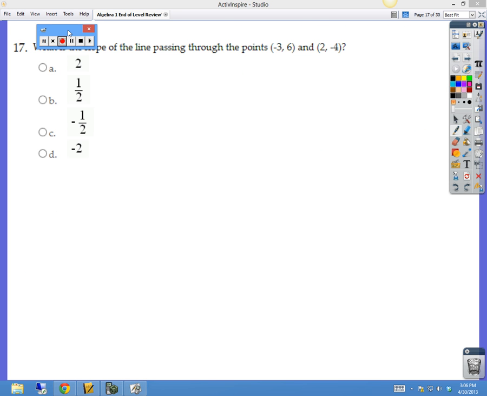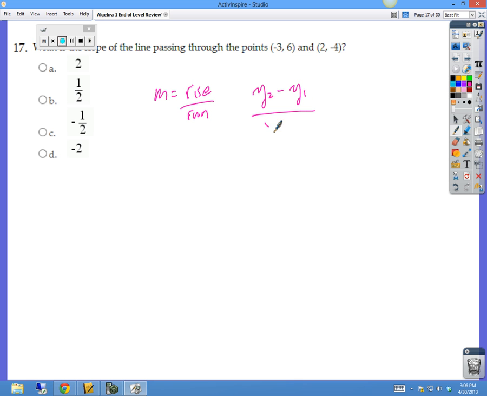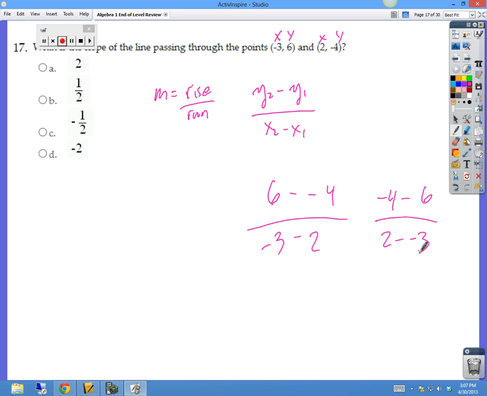17, slope. Okay, slope is m is rise over run. It's a lot of things. It's y sub 2 minus y sub 1 divided by x sub 2 minus x sub 1. So if you do it this way, you just gotta remember these are x's, these are y's, and then you just go y minus the other y, and then x minus the x. Or you could go the other way, you could go y minus that y, but then you'd have to do 2 minus a minus 3.